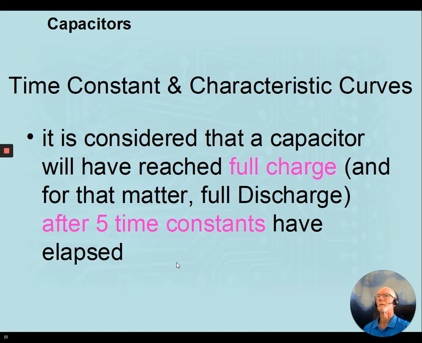Now, for practical considerations, we say that a capacitor has reached fully charged, or fully discharged for that matter, in 5 time constants. Although theoretically, if it's only changing 63.2% each time, it never reaches fully charged, but for all intents and purposes, we say after 5 time constants, it's either fully charged or fully discharged.